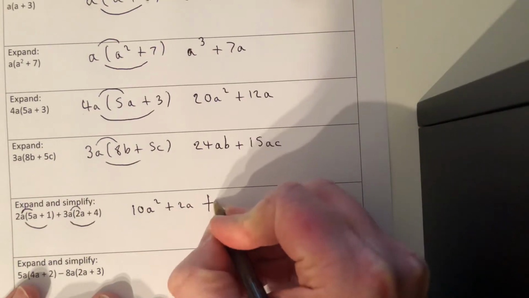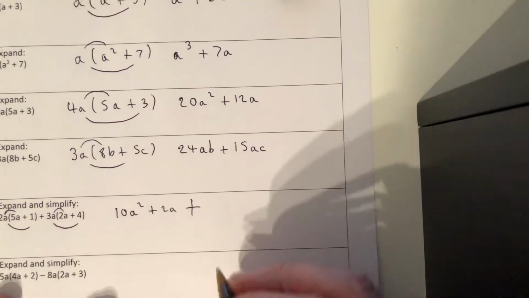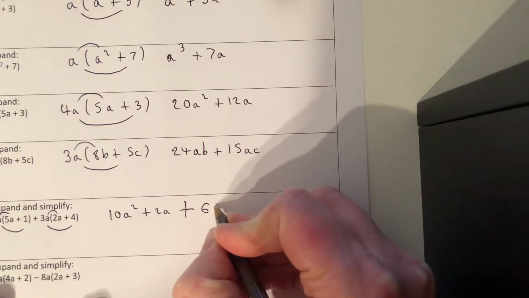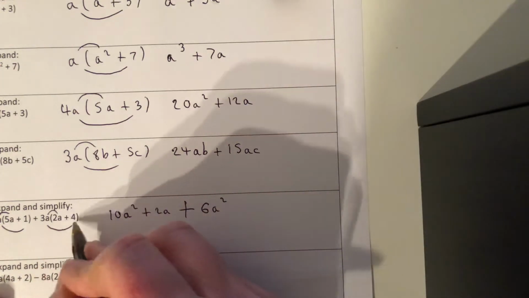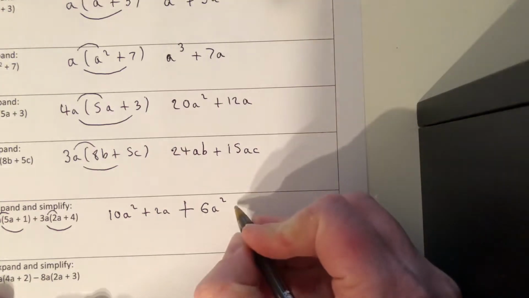So almost I'll put a big plus in there, which is representing that little plus there. 3a times 2a, so 3 2s are 6. Again, we've got a times a is a squared. And 3a times 4 is, or 3 4s are 12, so 3a times 4 is 12a.